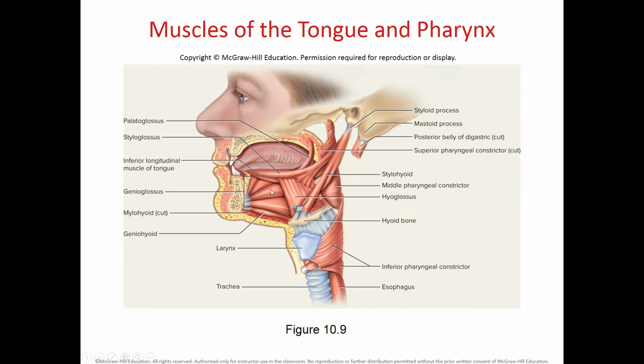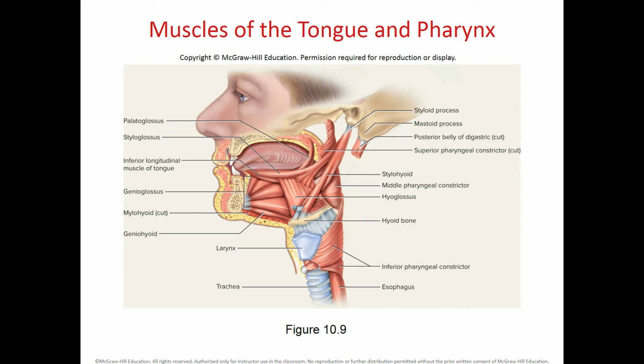So we have the genioglossus, hyoglossus, and styloglossus in here that are innervated by cranial nerve number 12, or the hypoglossal nerve. Genioglossus depresses and protrudes the tongue. Hyoglossus depresses and retracts the tongue, and styloglossus retracts and elevates the tongue during swallowing. Now, whenever you see muscles ending in glossus, think about the hypoglossal nerve.